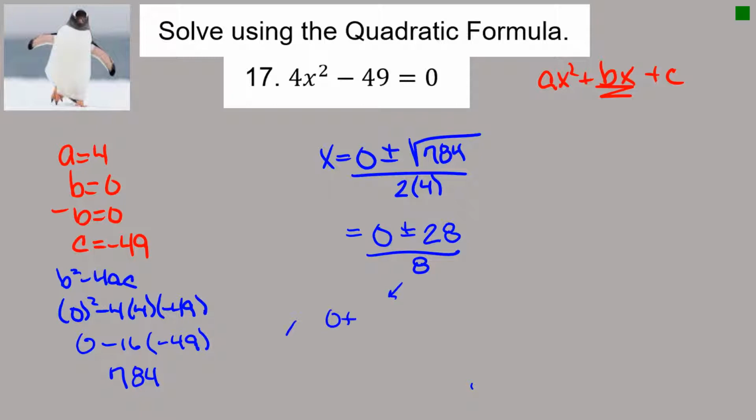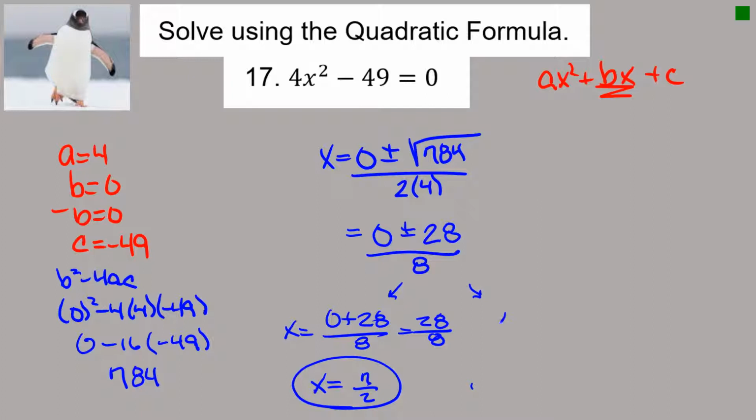So I have 0 plus 28 all over 8. So 28 over 8 is going to simplify. Let's see, I can divide them both by 4. I'll get 7 over 2. And I can take 0 minus 28 over 8. So I get negative 28 over 8, which is negative 7 over 2. All right, last slide.